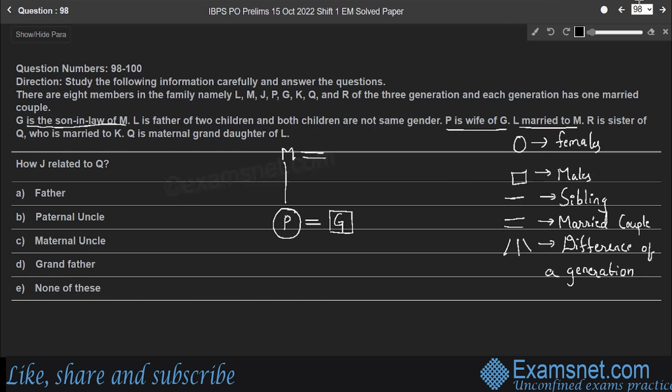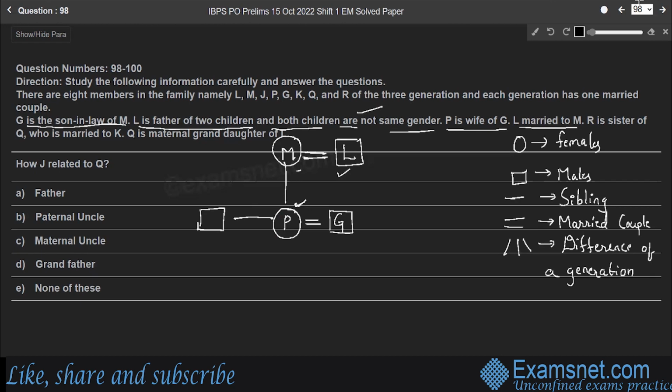L is father of 2 children, therefore L is a male and M is a female. L is father of 2 children and both children are not of the same gender. So P is the daughter of M and L. Therefore, P has a sibling who is a male, because L's children are not the same gender. Another child of L is a male.